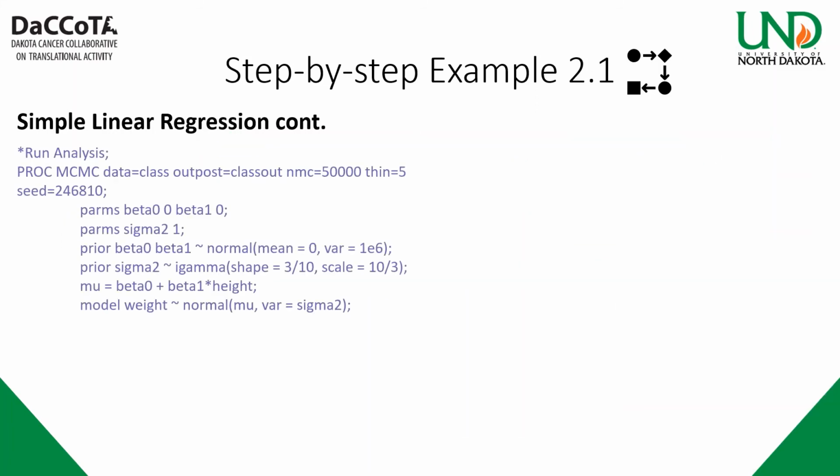Now for real, we're going to run proc MCMC, so the data is going to be class. We're going to run this a little more. We can thin it and set a seed, so if you use this seed, this should replicate these results. If not, it'll be slightly different because it's simulated. Here are our parameters again. So our beta 1.